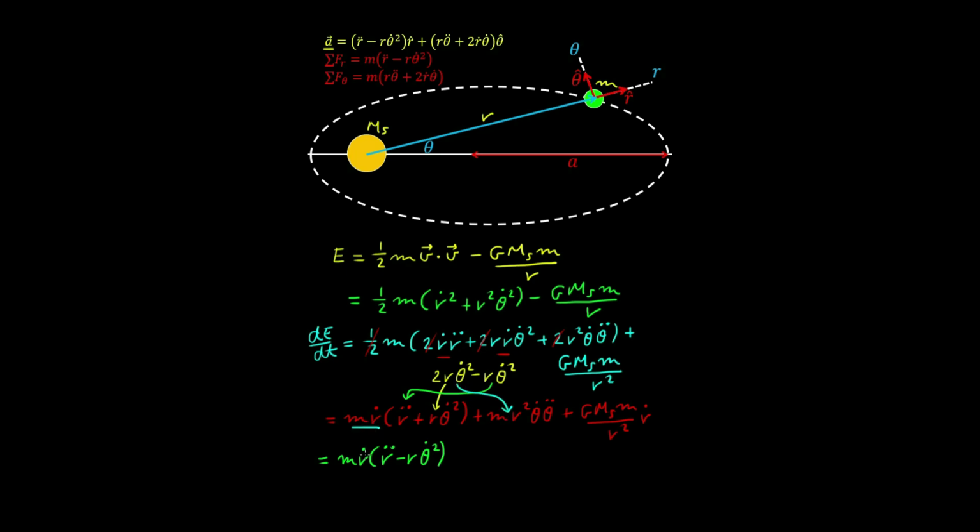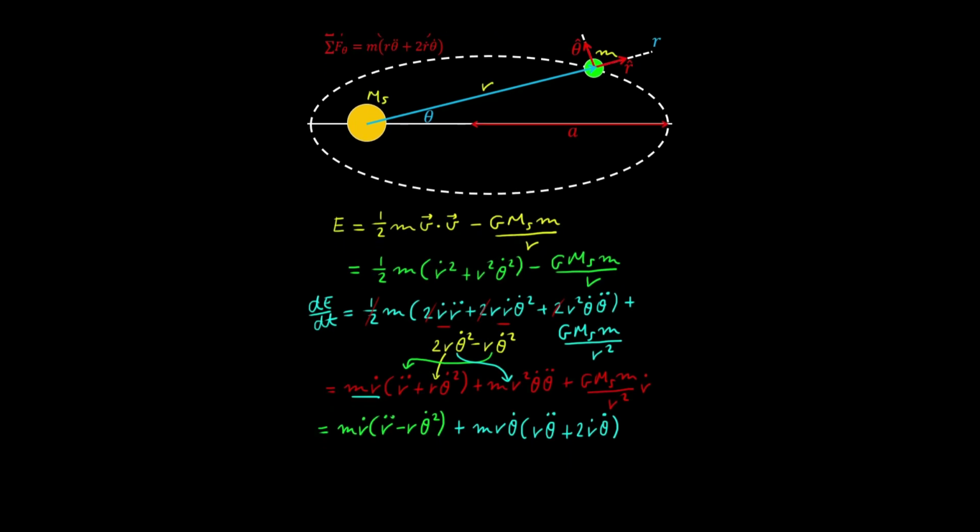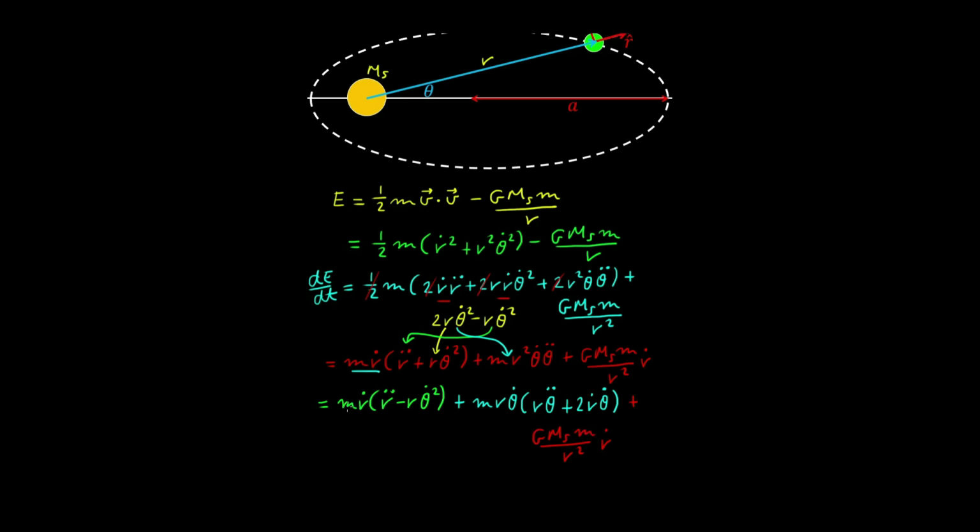And don't forget about m r dot. So we factor out m r theta dot to get the expression in this form. And finally, we can group the gravitational term with this term. And take the mass inside the bracket for this expression.